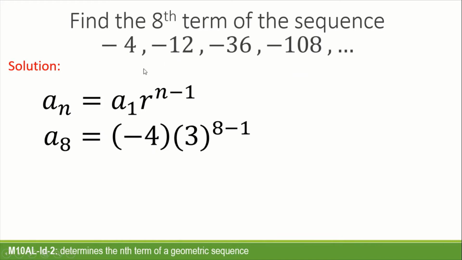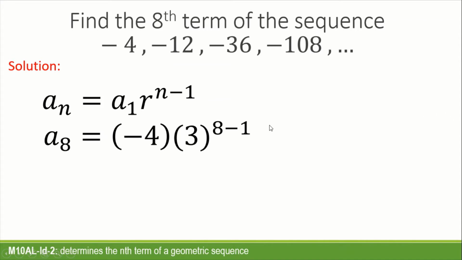So, pwede nyo gamitin yung may pinakamababang mga values na lang, no? Absolute values, ito na lang. So, bale, negative 12 divided by negative 4 is positive 3. Pwede din namang negative 36 divided by negative 12 or negative 108 divided by negative 36. So, 3 pa rin ang lalabas na r or common ratio. And ang n natin ay 8 kasi ang hinahanap natin ay 8th term.